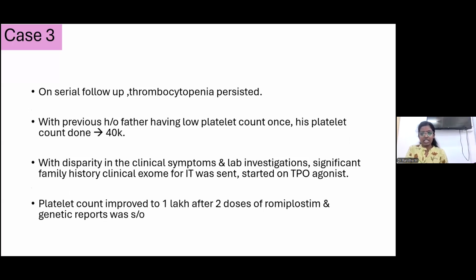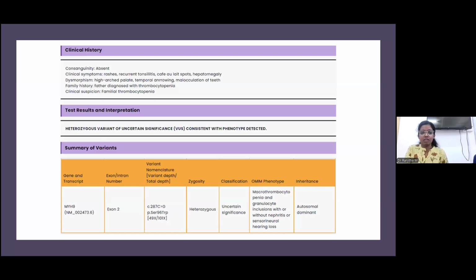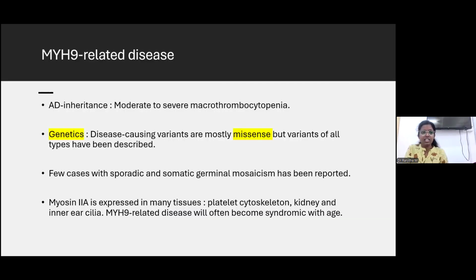With disparity in the clinical symptoms and lab investigation, and significant family history, clinical exome for inherited thrombocytopenia was sent, and the child was started on TPO agonist for the benefit of doubt. But fortunately, her platelet count improved to over 1 lakh after 2 doses of romiplostim, and genetic report was back by then, which was suggestive of MYH9 mutation, heterozygous and autosomal dominant in inheritance. She was diagnosed to have macrothrombocytopenia and granulocyte inclusions, with or without nephritis or sensorineural hearing loss, which comes to the topic of MYH9 related disease.